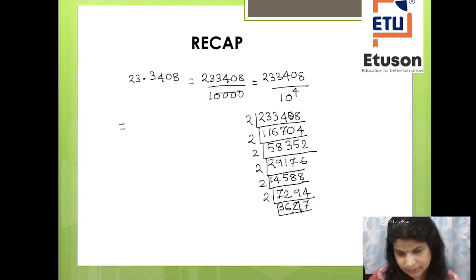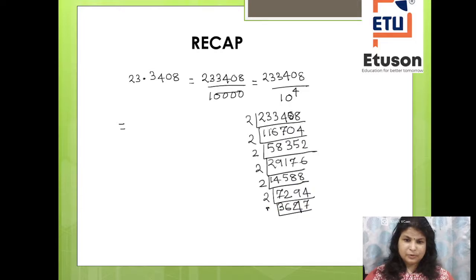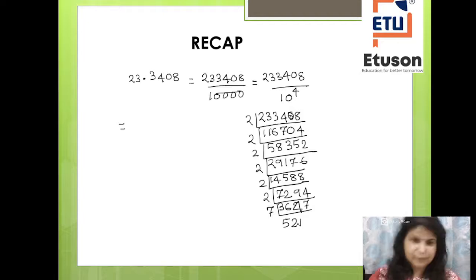Let us check whether it is divisible by 3. 3 plus 6 is 9, 9 plus 4 is 13, 13 plus 7 is 20. No, it is not divisible by 3. Not with 5 also. So let us try with 7. Yes, it is divisible by 7 and you are getting 521. Now 521, I think 521 is a prime number, correct?